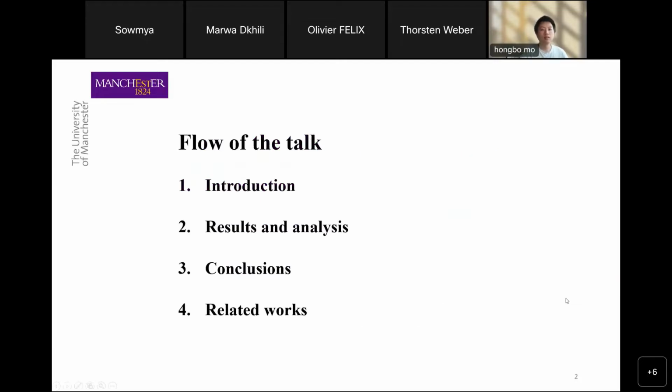So the talk includes four parts: the introduction of solar cells and the perovskite, the results and analysis of the laser-assisted modification of the electron transport layer for perovskite solar cells, and the conclusions and related works.